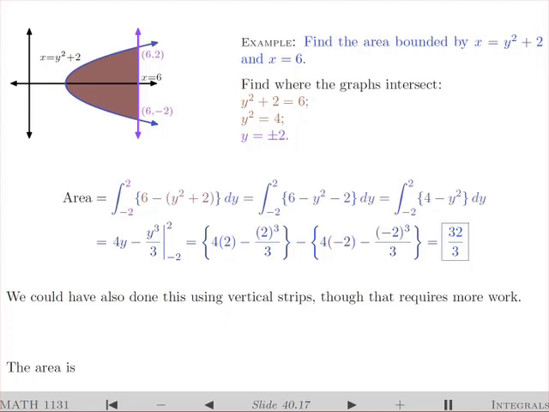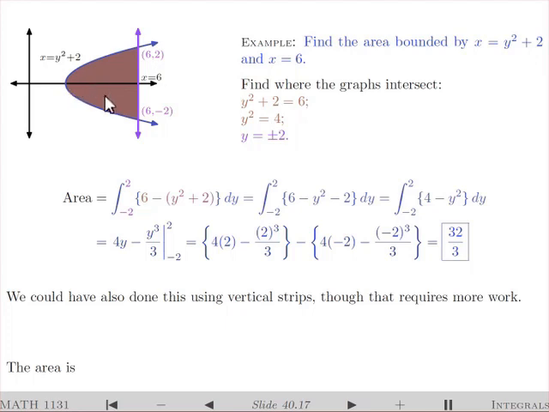We could have also done it differently. I could have done one of two things. I could have used symmetry. The area of this whole region is twice the area from the x-axis to the top of the parabola. So I can set up this integral using vertical strips as we used to do before and then double it.